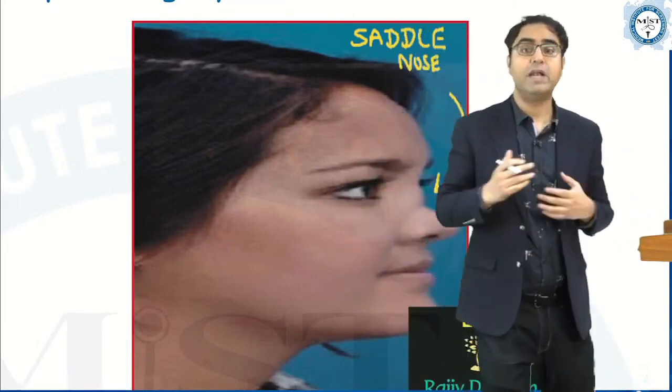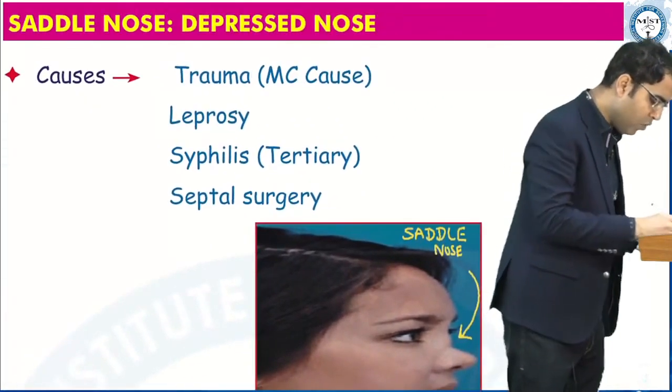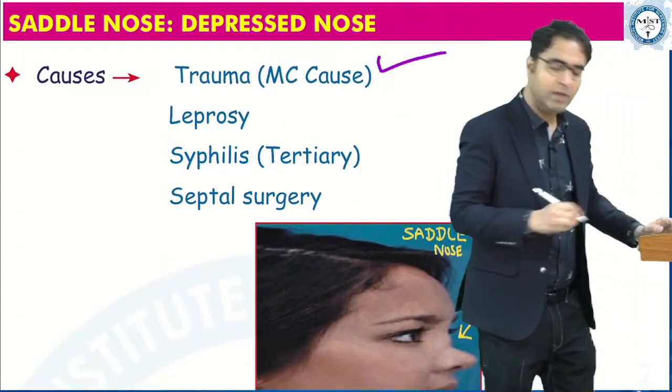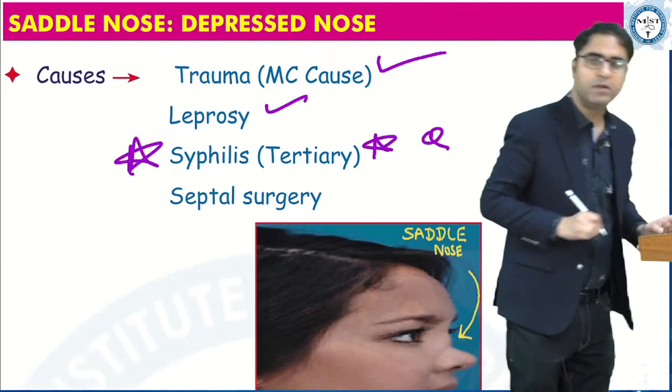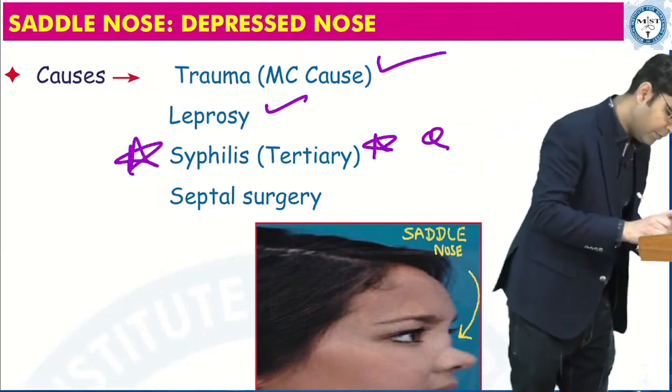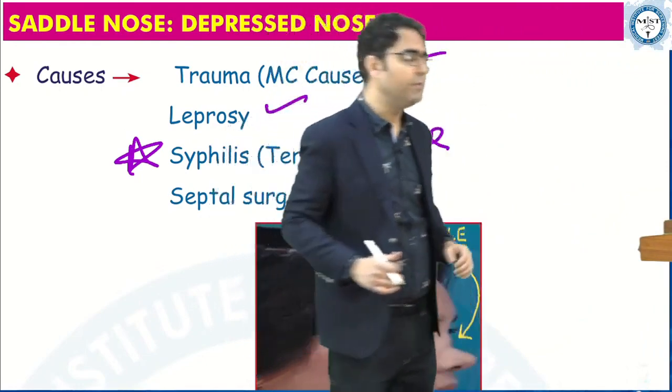What are the causes of the saddle nose? Very common problem in our practice. What we see? Number one, trauma, leprosy, tertiary syphilis. Put in a question, this is the MCQ. Tertiary syphilis and septal surgery. When you're operating the nose, you may destroy the septum too much and there will be depression of the nose.